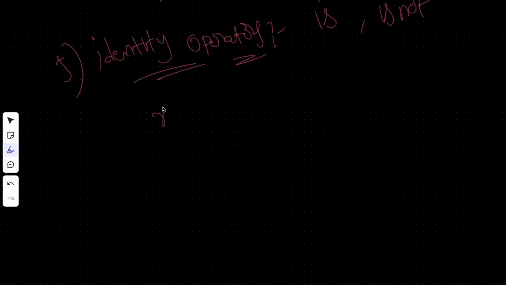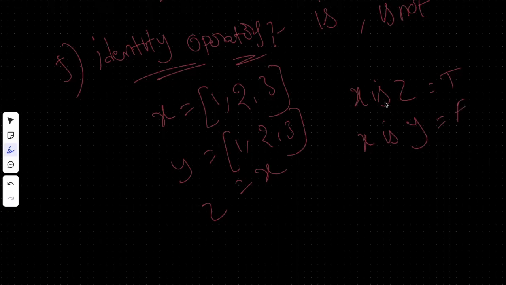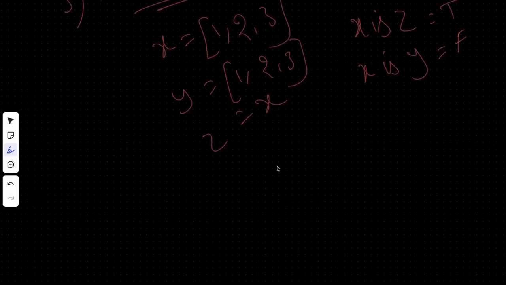For example, I am creating a new variable x with a list, y equal to the same list, and z equal to x. If x is z, it returns true. Why? Z is the same object as x, with the same memory location, okay? But if x is y, it returns false. Why? Because x is not the same object, even if they have the same content. X and y have the same content, the same list, but their memory locations are different. That's why we'll get false. Is not is the same: it returns true if both variables are not the same object.